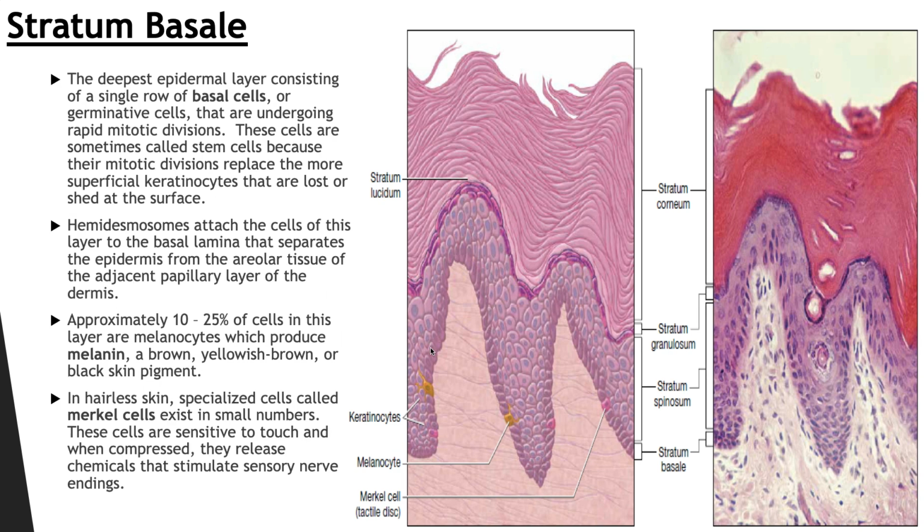The final layer of the epidermis here is the stratum basale, and it's the deepest epidermal layer that contains a single row of basal cells or germinative cells. And they are undergoing rapid mitotic divisions, and that's in order to replace all of the cells up above. You can see that layer here.